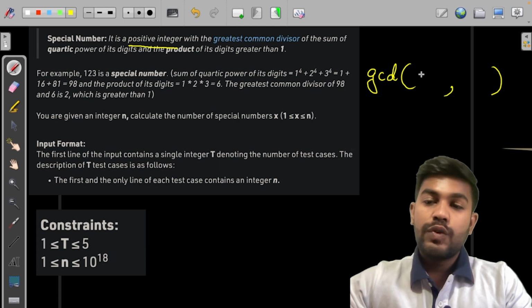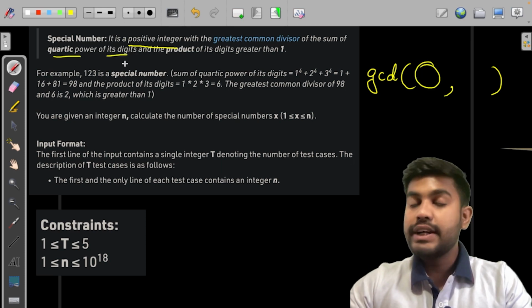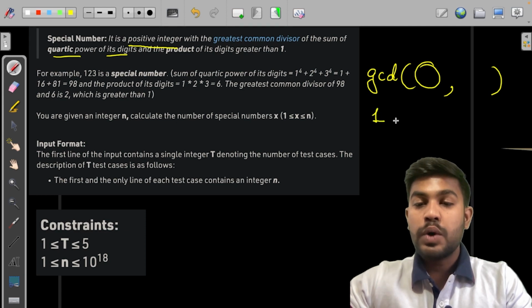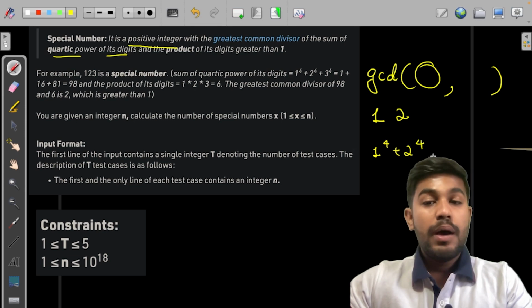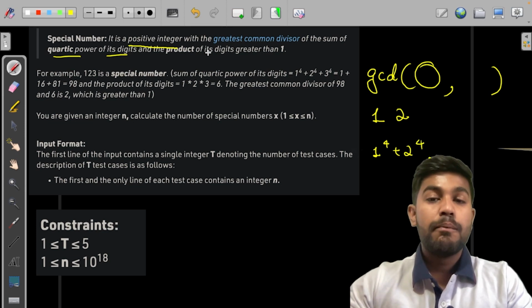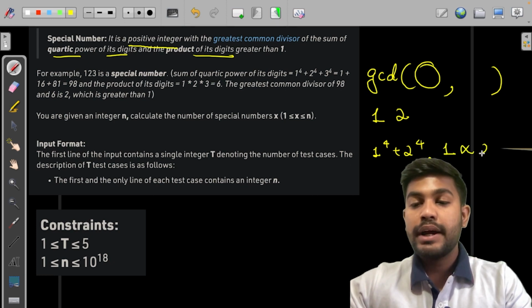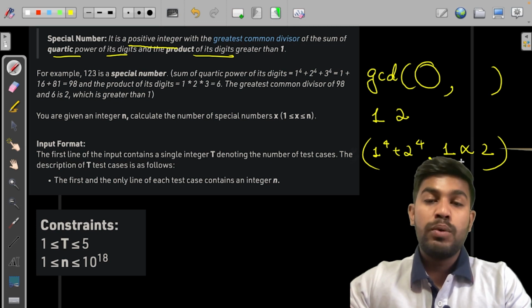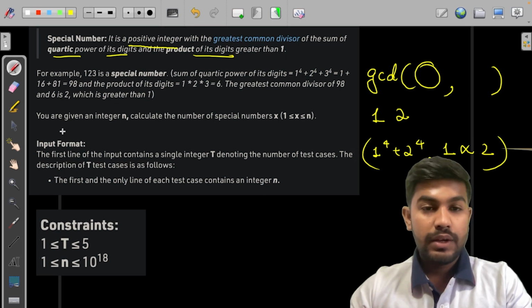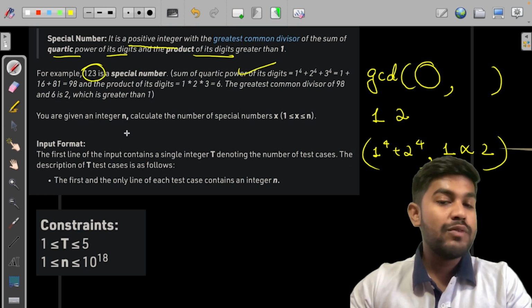2 values. So what is the first one? The first one is the quartic power of its digits. That is, suppose if it is 1, 2, then it would be 1 to the power 4 plus 2 to the power 4. And then the product of its digits, that is 1 multiplied by 2. And the GCD of both should be greater than 1. Now 1, 2, 3 is a special number and the explanation is given, so I won't be digging deep into it.